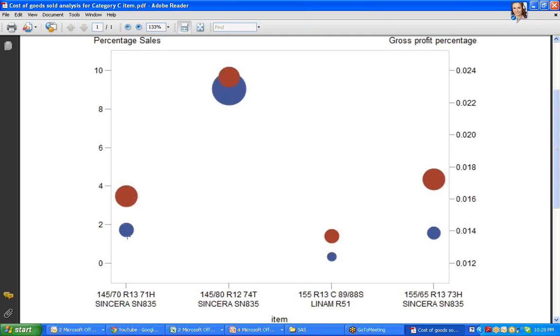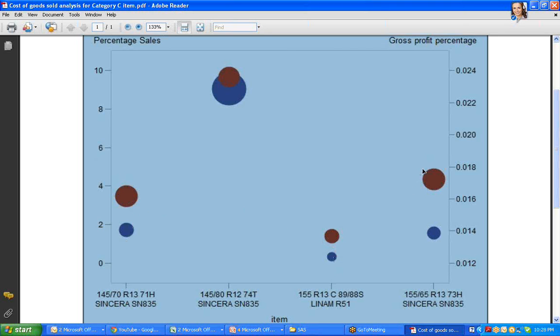So that means that these items, these 1, 2, 3, are highly profitable items, but this item actually has low profitability. Although the contribution percentage of this particular item is a lot more in terms of the gross profit, this item is actually contributing a lot less in terms of profitability than it should. So this red bubble should be significantly larger.